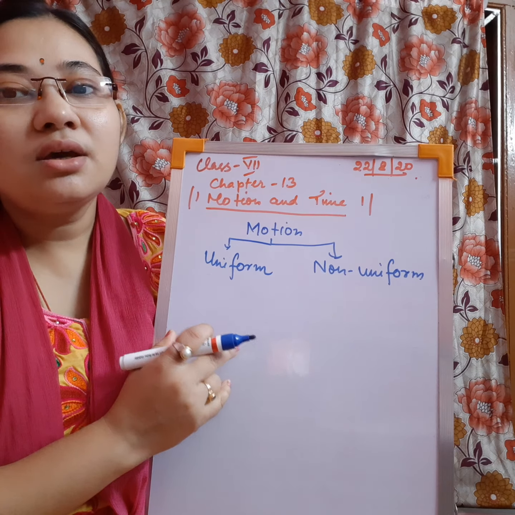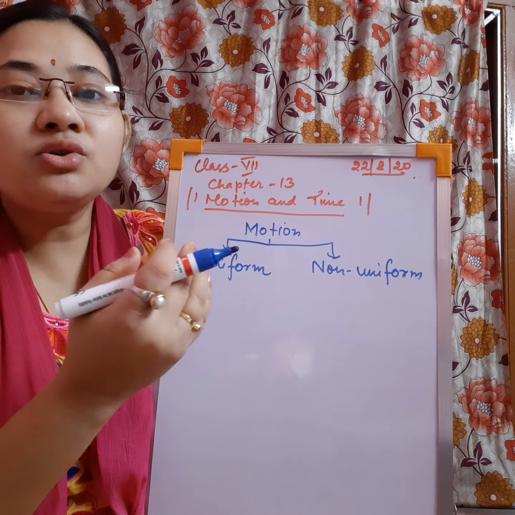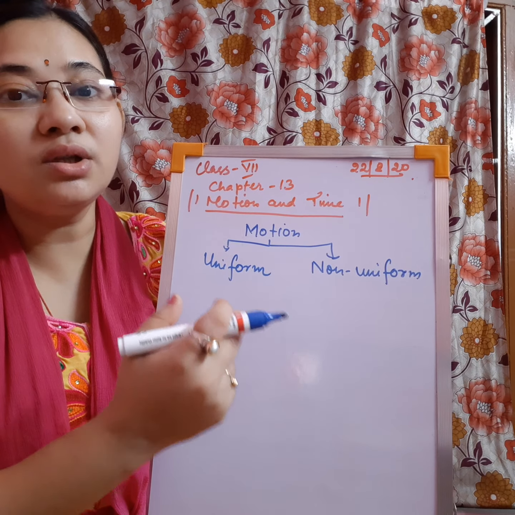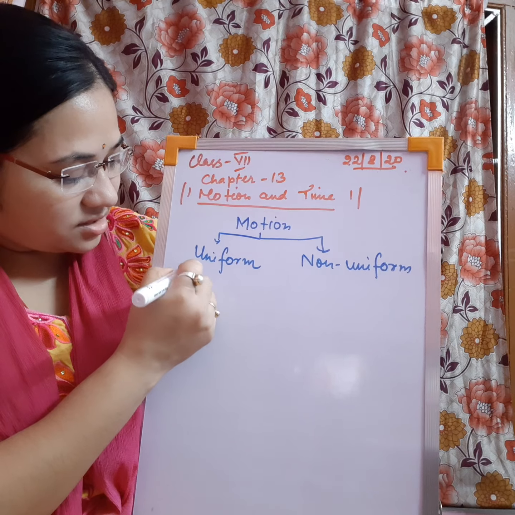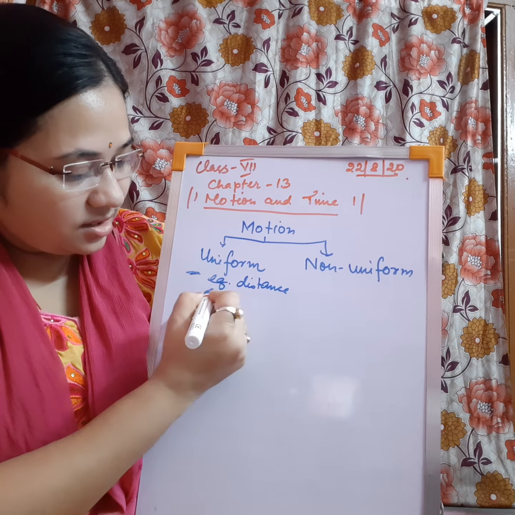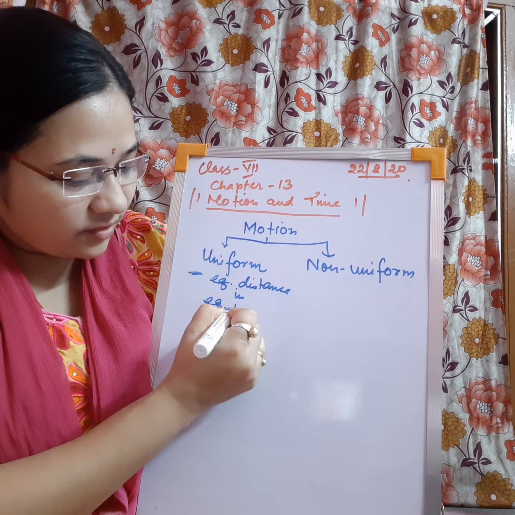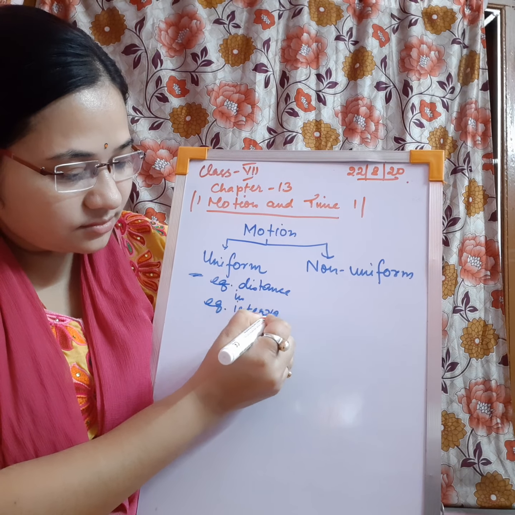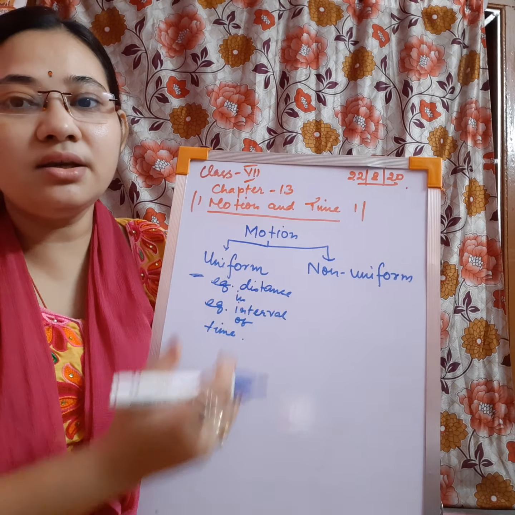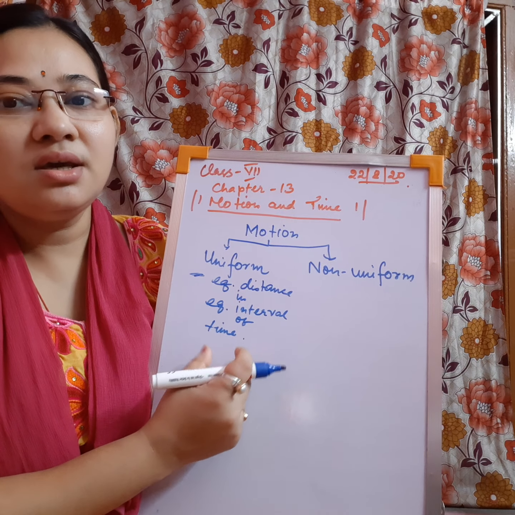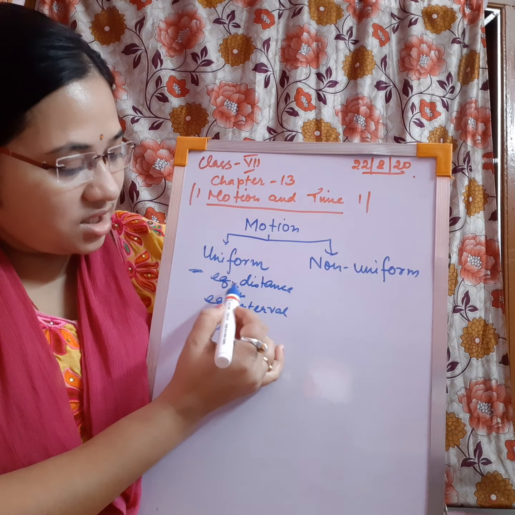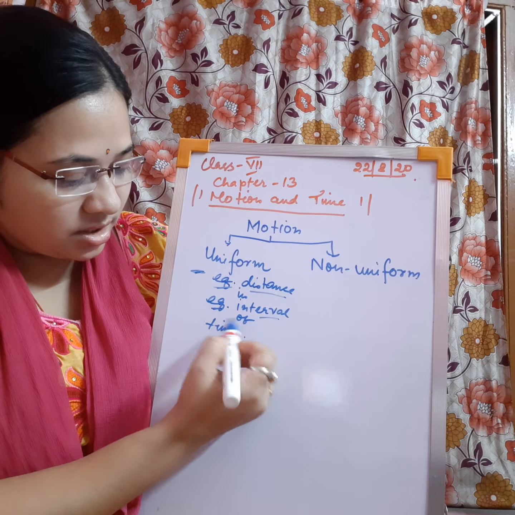Uniform motion means a body travels equal distance in equal interval of time. So this is the first characteristic, that a body travels equal distance in equal interval of time. Interval of time means, like, in the first second it goes a particular distance, suppose 5 meters. Second second again 5 meters. Third second again 5 meters. So in this way it covers equal distance in equal interval of time.